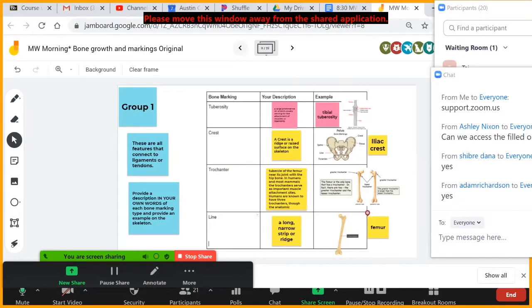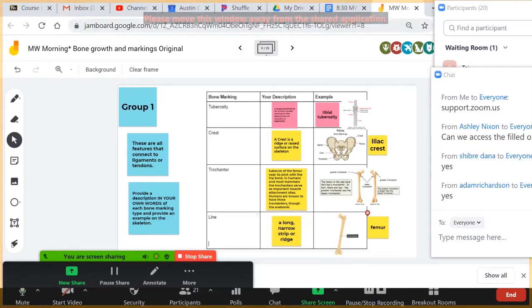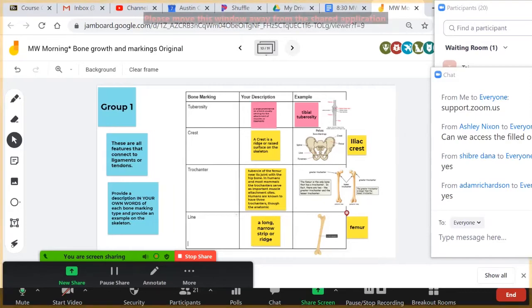Next, we have a trochanter, and I see a femur there. Perfect. A trochanter is a large prominence. It's a large sticky-outy part. The thing with the trochanter is that it's femur only. We only find these trochanters on the femur.